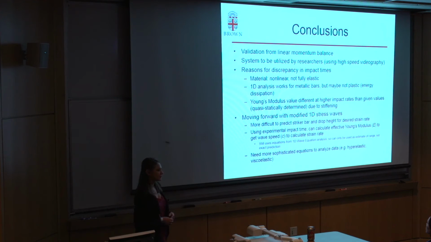They will, in the future, need more sophisticated equations to analyze this, maybe hyperelastic or viscoelastic material equations in order to predict the strain rate that will happen from a given bar. But in general, they can still utilize the system along with a high-speed camera to obtain data that they can analyze the strain using digital image correlation.